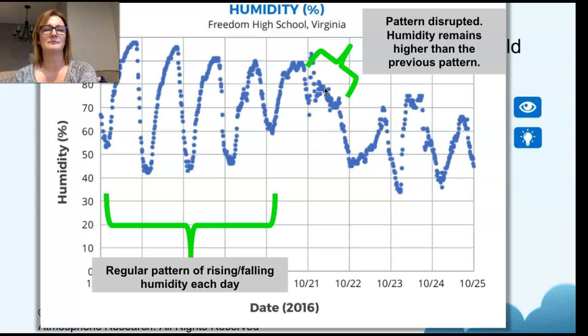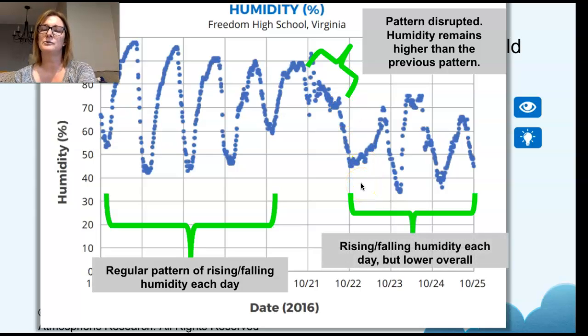That was a lot of respects. So the humidity remains higher than we had previously seen in the pattern. And then the pattern resumes, but overall the humidity is lower than it had been.